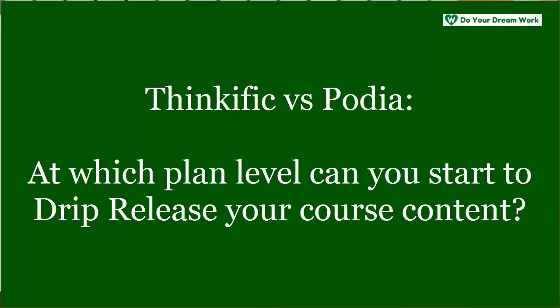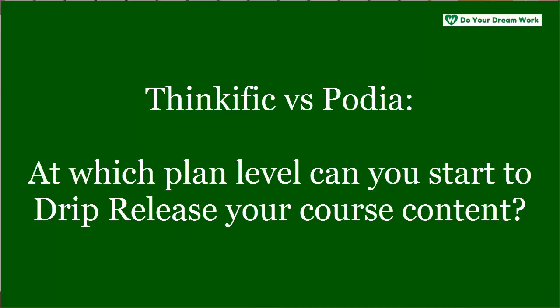Alright, next is when can you start to drip your course content? So dripping is you're not allowing your students to get access to all of your course lessons, all of your course's content right away. You're delaying, let's say, next week's lesson to next week and the following week's lessons to the following week. So in that way, you can manage your students going through your course.